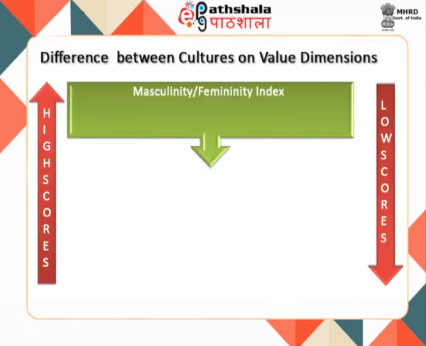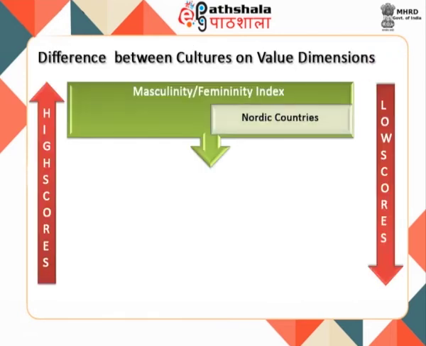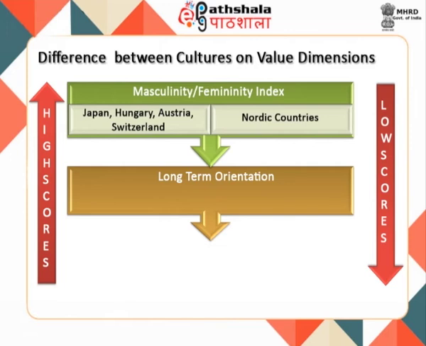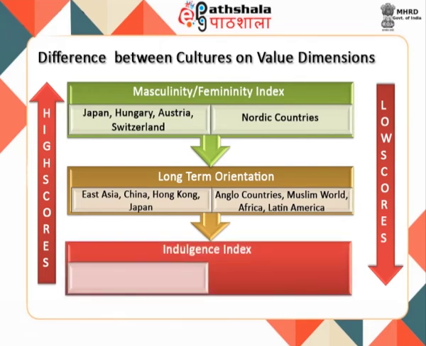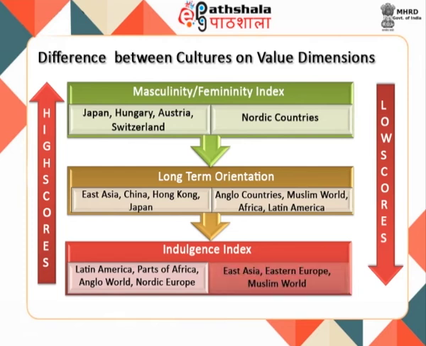Masculinity is extremely low in Nordic countries. In contrast, masculinity is very high in Japan and European countries like Hungary, Austria, and Switzerland, influenced by German culture. High long term orientation scores are typically found in East Asia with China, Hong Kong, and Japan. They are moderate in Eastern and Western Europe and low in the Anglo countries, the Muslim world, Africa, and Latin America. Indulgence scores are highest in Latin America, parts of Africa, the Anglo world, and Nordic Europe. Restraint is mostly found in East Asia, Eastern Europe, and the Muslim world.